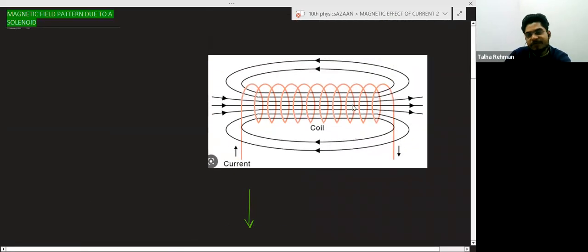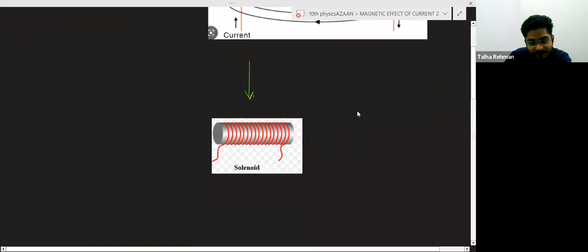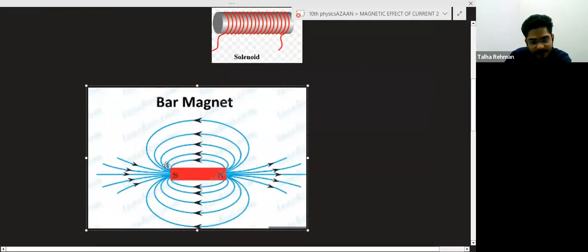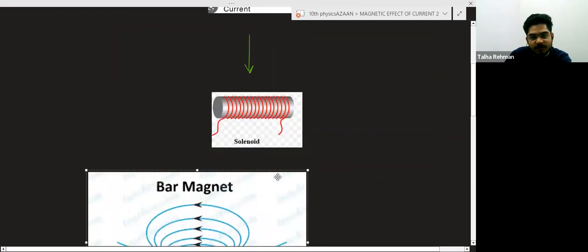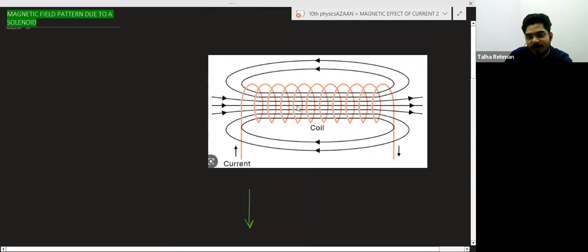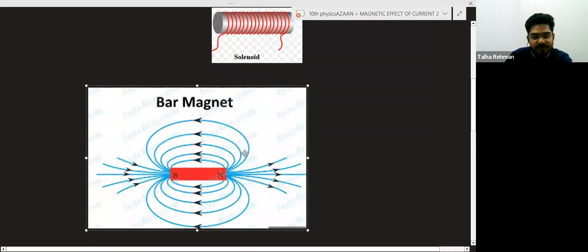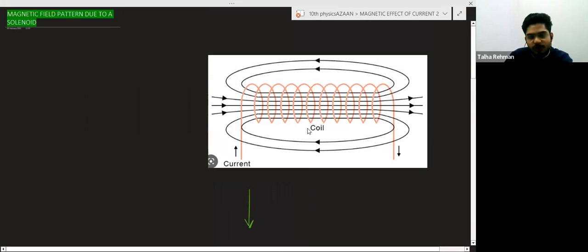So see the magnetic field pattern due to the solenoid. This type of pattern is there. Now see the magnetic field pattern in case of the bar magnet. This is a bar magnet and this is the magnetic field pattern. So both magnetic fields look almost the same, not the same but almost the same. So the bar magnet and the solenoid have almost the same magnetic field pattern.